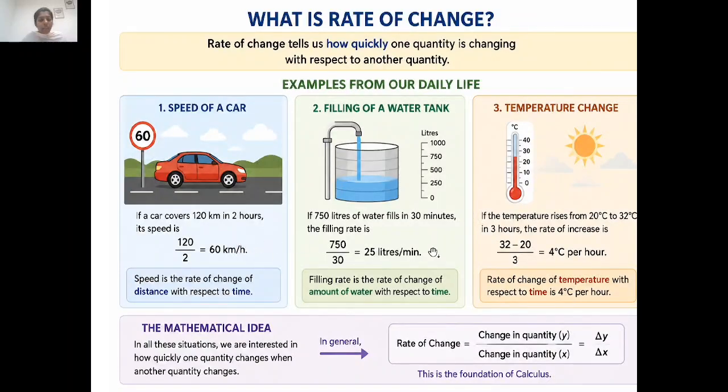So here we can observe that the rate of change is nothing but the change of one variable with respect to another variable. In mathematical form, the rate of change is the change in one quantity divided by the change in the independent quantity. So del y by del x. This is the foundation of calculus.